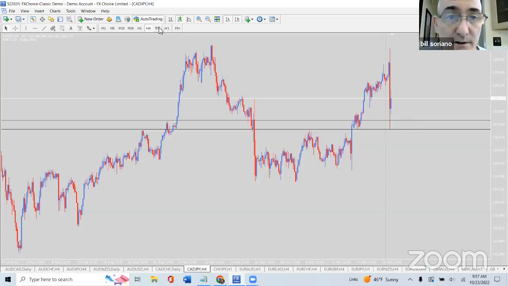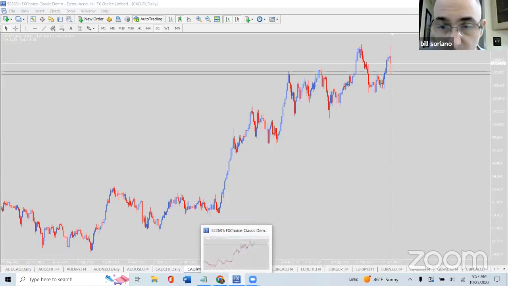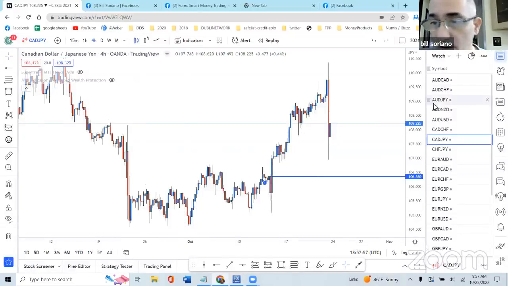So on the 4-hour, sometimes it's a little bit harder to determine, right? But we're going to go bullish on the 4-hour, and we're also going to be bullish on the daily, right? So we would be looking for buys on CAD-JPY.